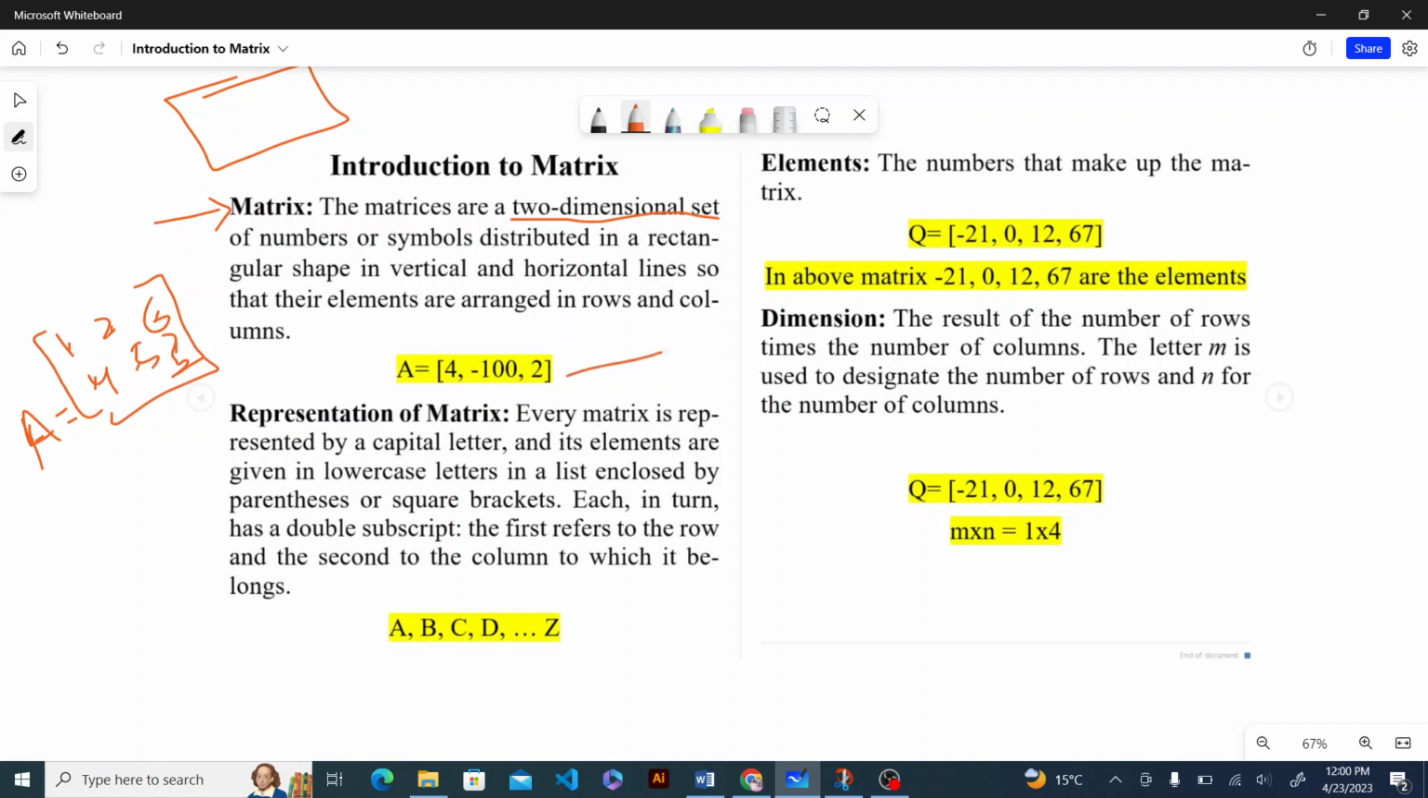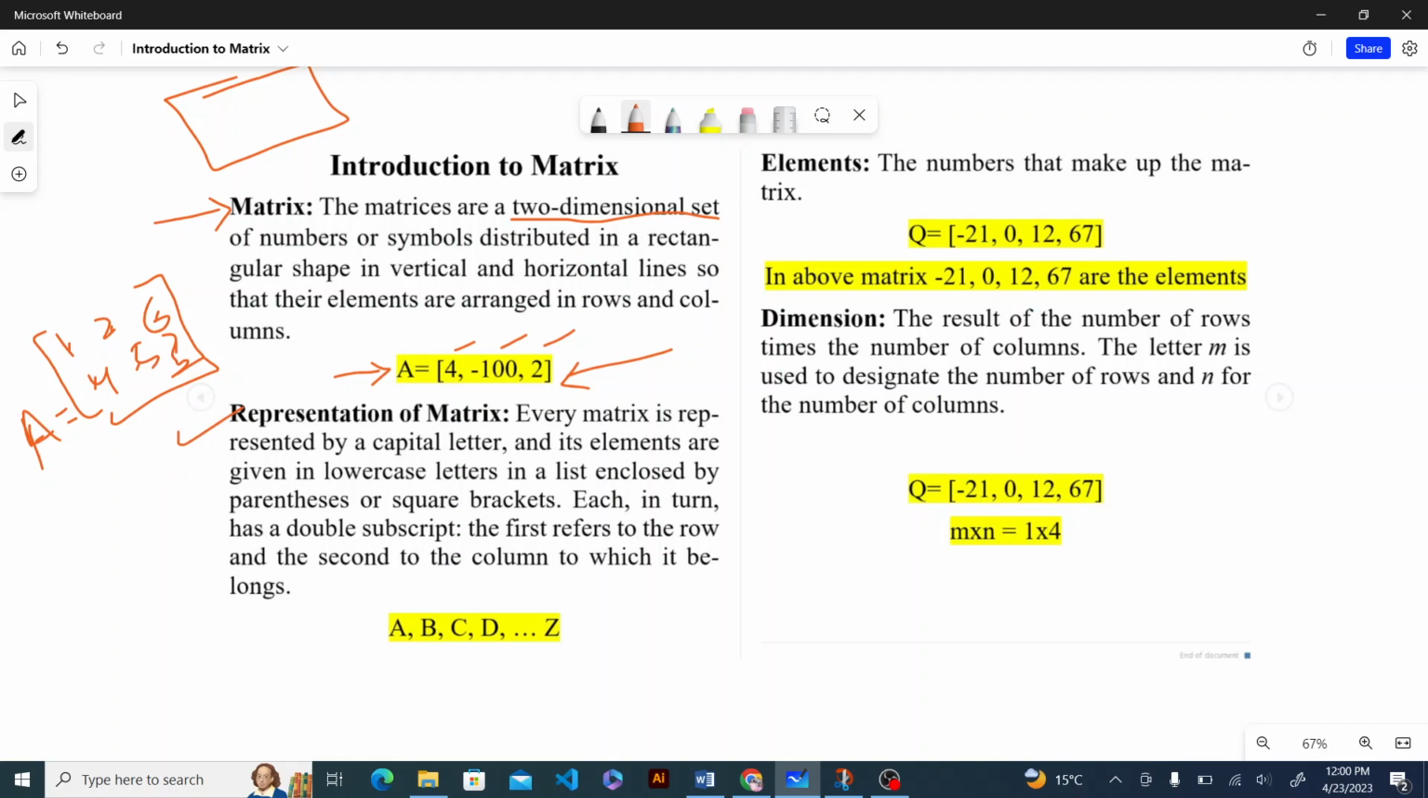I have given an example here. It is a matrix represented by capital letter A, and it is equal to a matrix which has 3 elements, 4, -1, 0, 2. So this was a simple definition of a matrix. Now let us see the representation of a matrix.